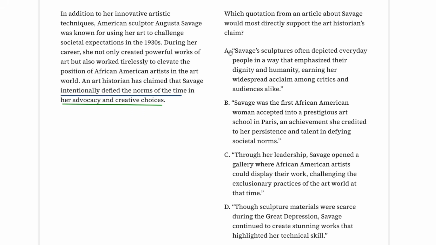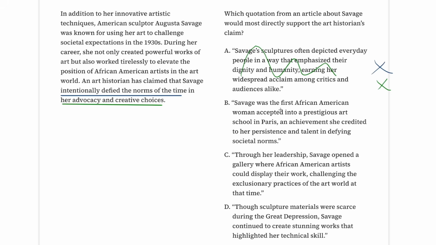Okay, so we're going to go through the answers and match them up. So starting with A, her sculptures often depicted everyday people in a way that emphasized their dignity and humanity, earning her widespread acclaim among critics and audiences alike. We could say that this one gets an X on both, in the sense that it doesn't talk about defying the norms, and it doesn't talk about really her advocacy and creative choices. It talks about her work.